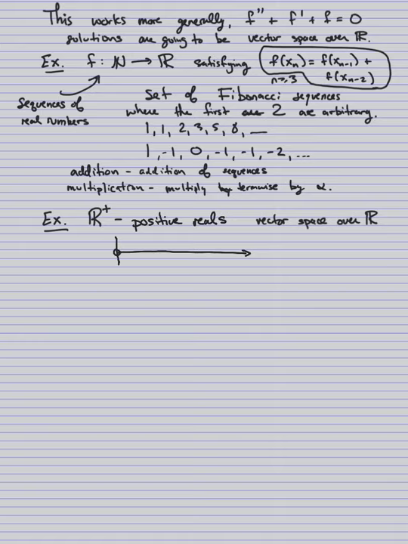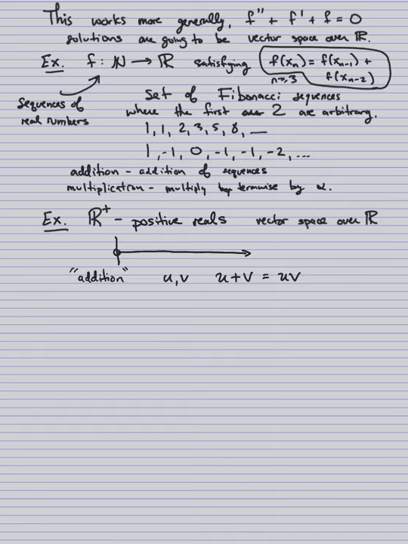So here, my addition is going to be: I take two vectors u and v, so two positive real numbers. u plus v is going to be the product, uv. So the way that you add in this case is you multiply the two positive real numbers together.